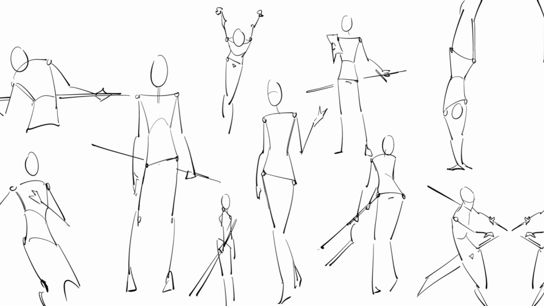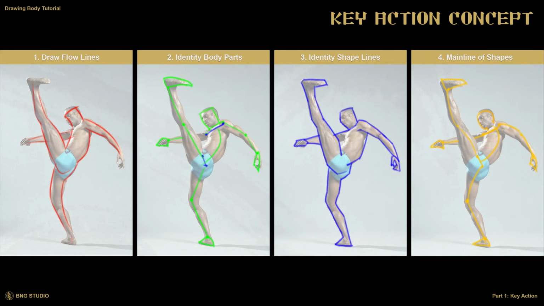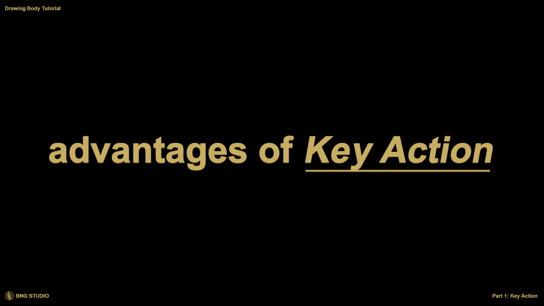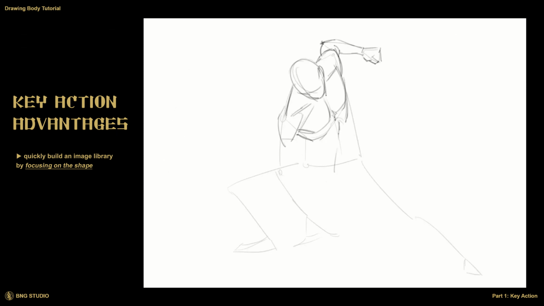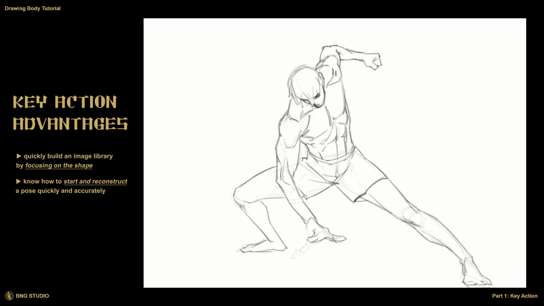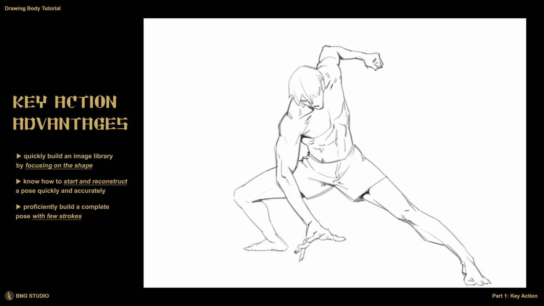Key action is a method of sketching human figures that artist Chung Dong has researched and developed from synthesizing many sources and condensing them. Advantages of key actions: quickly cultivate an image library by focusing on the overall shape, know how to start and reconstruct a pose quickly and accurately. When proficient, you can build a complete pose with just a few strokes.